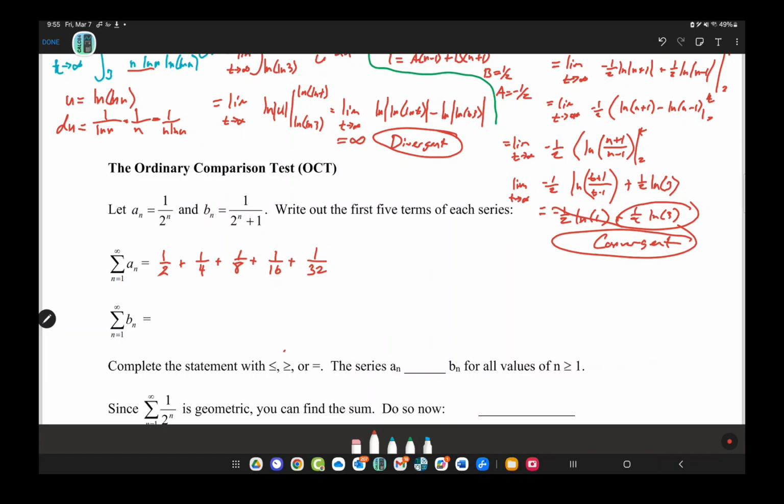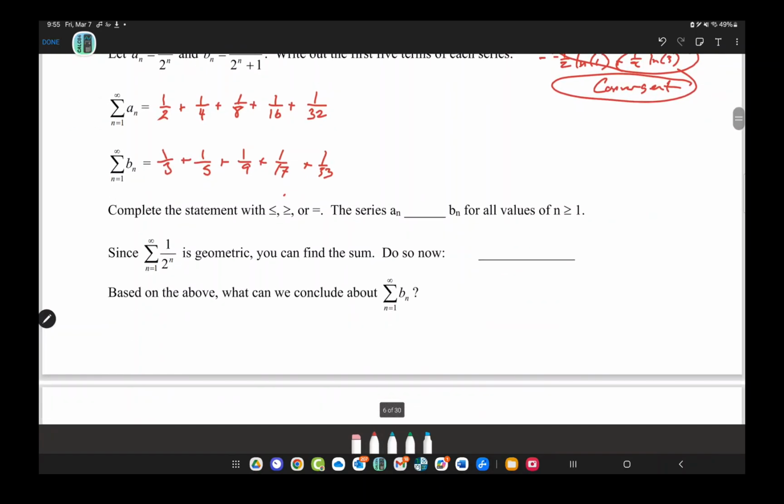What about the other one? All we're doing here is adding 1 to the number, right? So 1/3 plus 1/5 plus 1/9 plus 1/17 plus 1/33. We're almost done, guys. This means A of n is greater than B of n for all values of n greater than 1, because 1/2 is greater than 1/3, 1/4 is greater than 1/5, 1/8 is greater than 1/9.